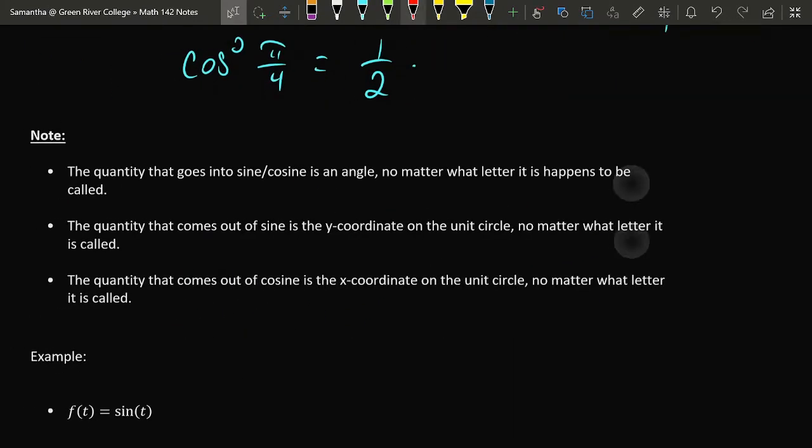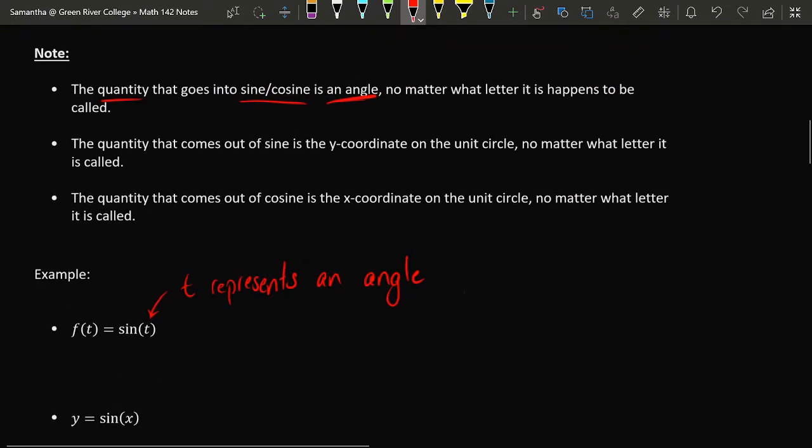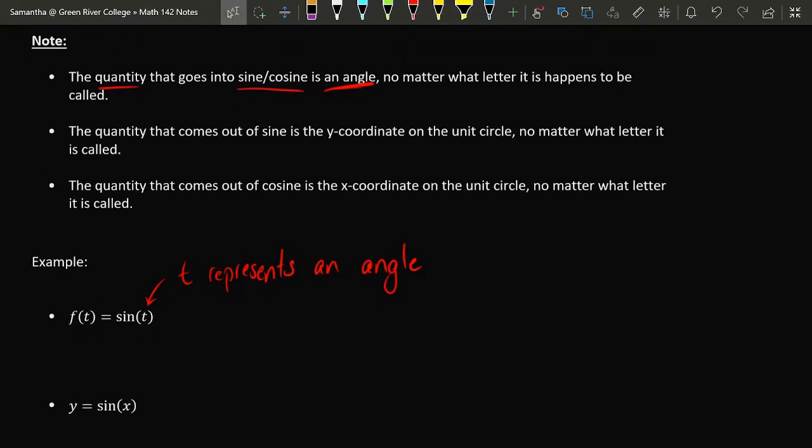Regardless of what the variable name is that you're using, the quantity that goes into sine and cosine is always an angle. For example, if you're working with sine of t, then t is what is going into sine, so t represents an angle. Although theta is the most traditional way to represent an angle as a variable, other letters may also be used.